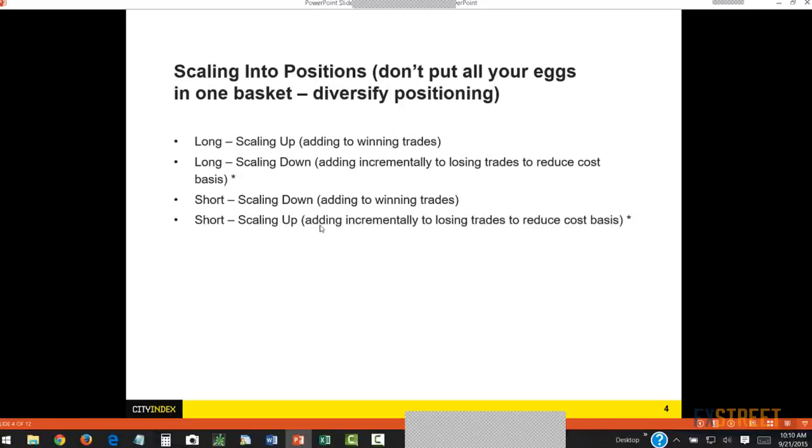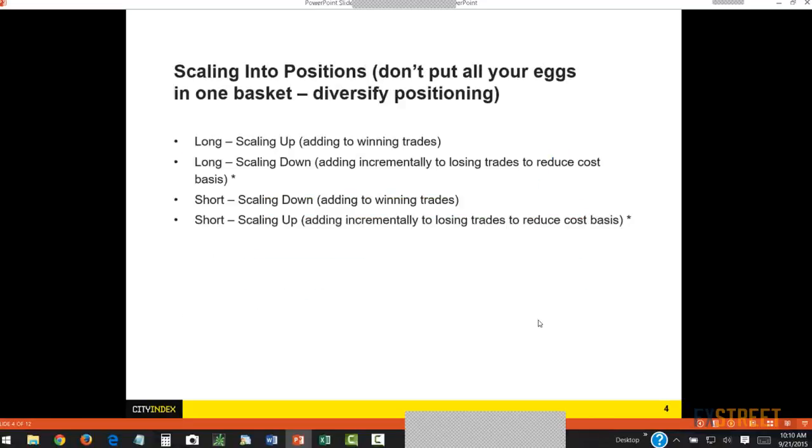Now, the opposite of going long, of course, is going short. When you go short, a good way to add into a position for a trend follower is to scale down by adding into position as the market moves in your direction to the downside. So basically, you're adding to winning trades. And I'm going to show you this diagram in a second. And then the opposite of that, if you're going short, is scaling up as the price or the market goes against you. You're adding incrementally to losing trades to reduce your cost basis. Okay, and again, a little star here just to say that there is risk involved here, but this is done on a very frequent basis.